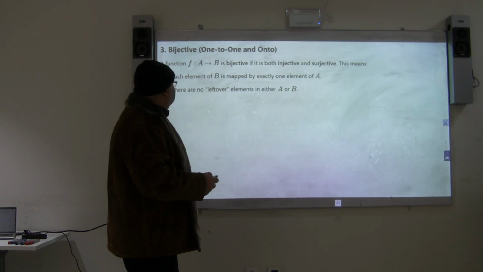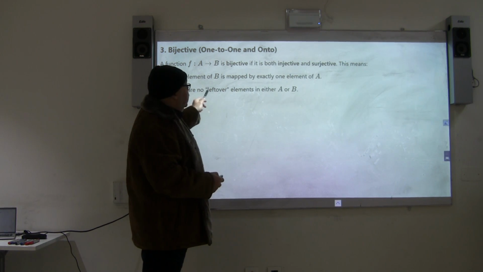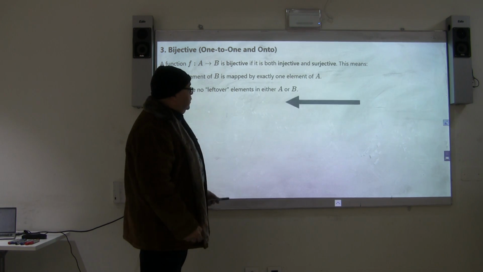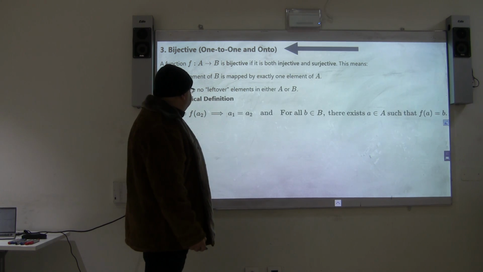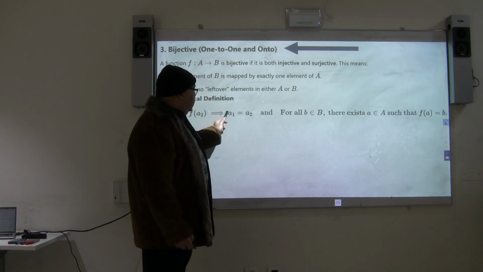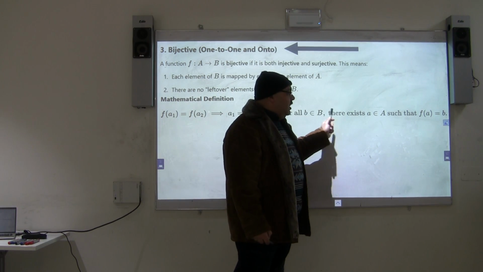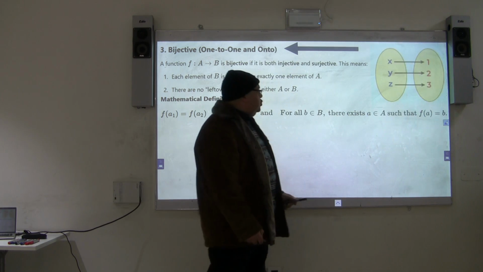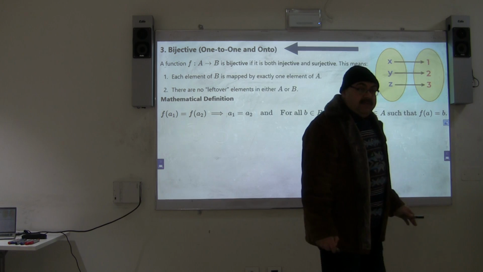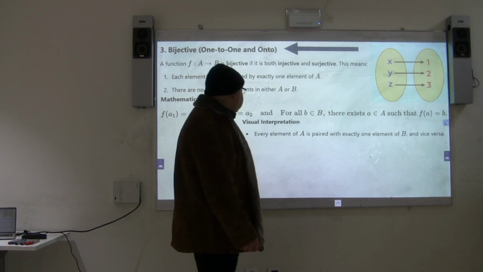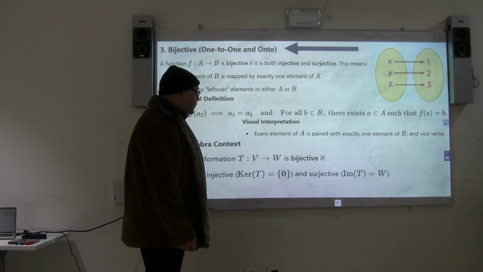Bijective, as I told you, is exactly how each element of B is mapped into exactly one element of A. There are no leftovers, which means surjectiveness. Those are the two conditions for bijectiveness. F of A is equal to F of A', that means they are both equal to each other. And also any B will have an A that belongs to the domain. There are no leftovers in both the domain and the codomain, they are all covered. Every element of A is paired with exactly one element of B.